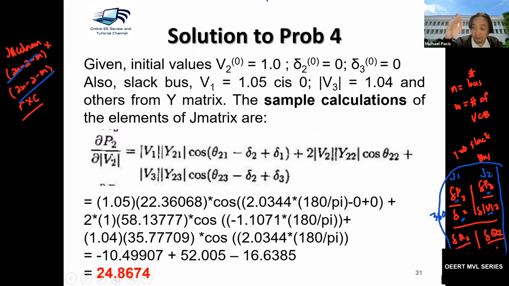If you want to get the next row, from P over V2, all of the formulas are already given from the past few slides. Just substitute as a sample calculation. The answer is 24.86.